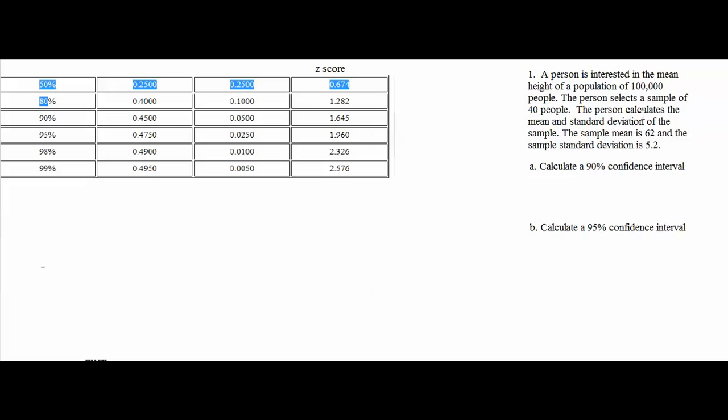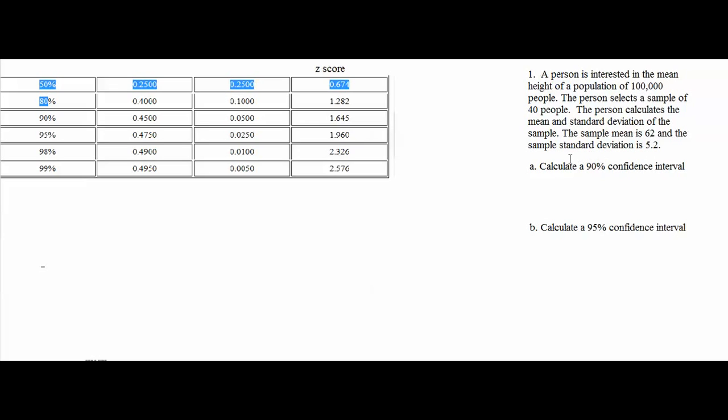What this person does is calculate the mean and standard deviation of the sample, meaning the person uses the 40 heights that have been recorded from the sample and uses those numbers to calculate the sample mean and sample standard deviation. And the sample mean comes out to 62, and the sample standard deviation comes out to 5.2. So this is what a person would be doing in a real study. He would be calculating the sample mean and the sample standard deviation.